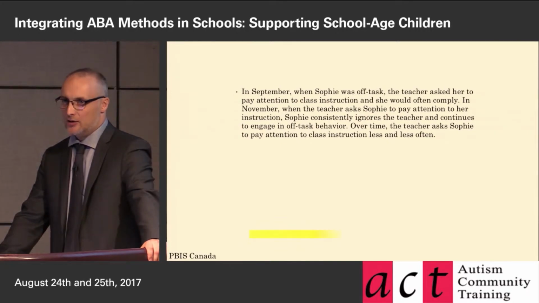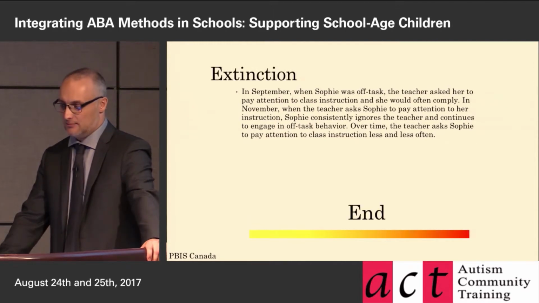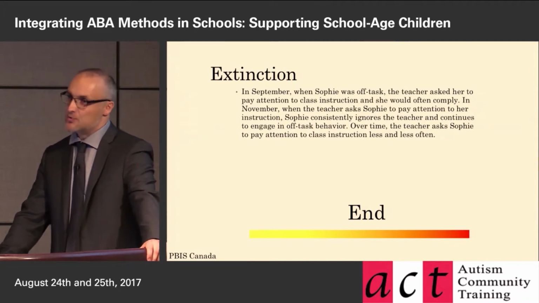The giveaway here is that the vignette makes a big deal about what was happening before and what's happening now, which should have you looking over to the far side of that table of 6 consequences. Extinction, right? Her cooperation was reinforced, right? Her cooperation was reinforcing to the teacher, but that's no longer happening.